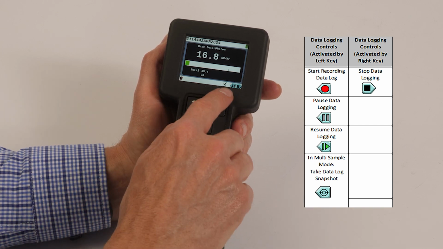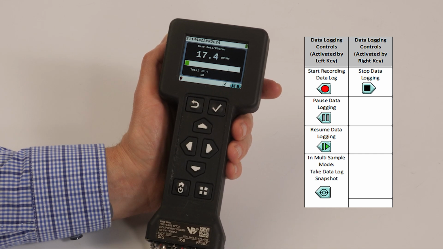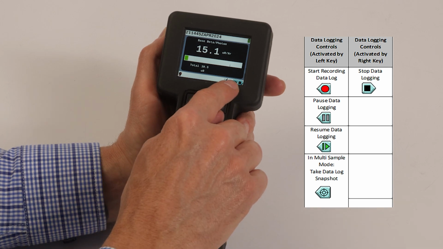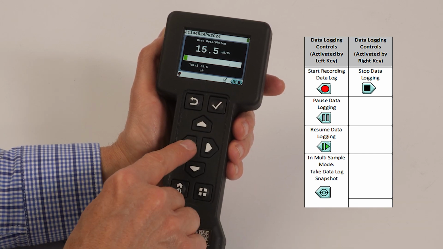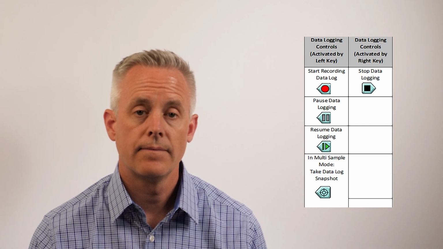The gray pause symbol indicates that pressing the left arrow key on the keypad will pause logging. The green resume symbol indicates that pressing the left arrow key will resume data logging after it has been paused.